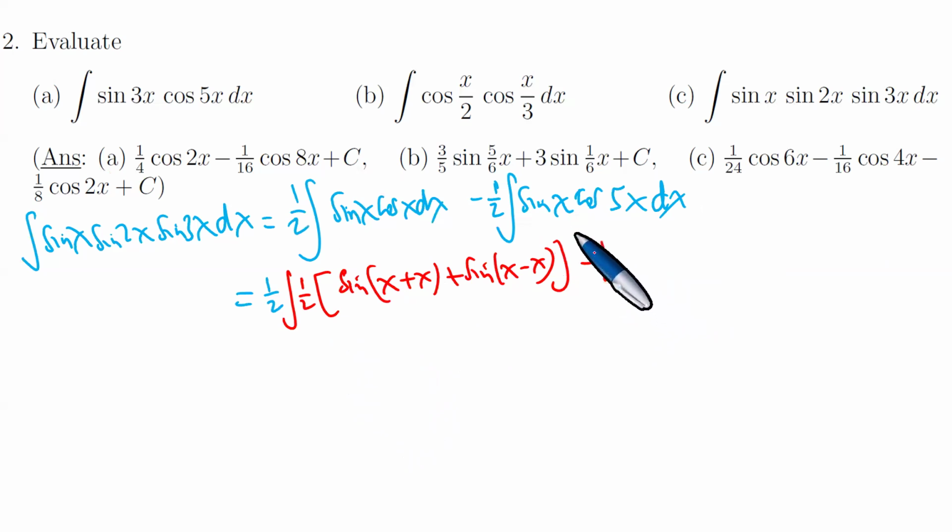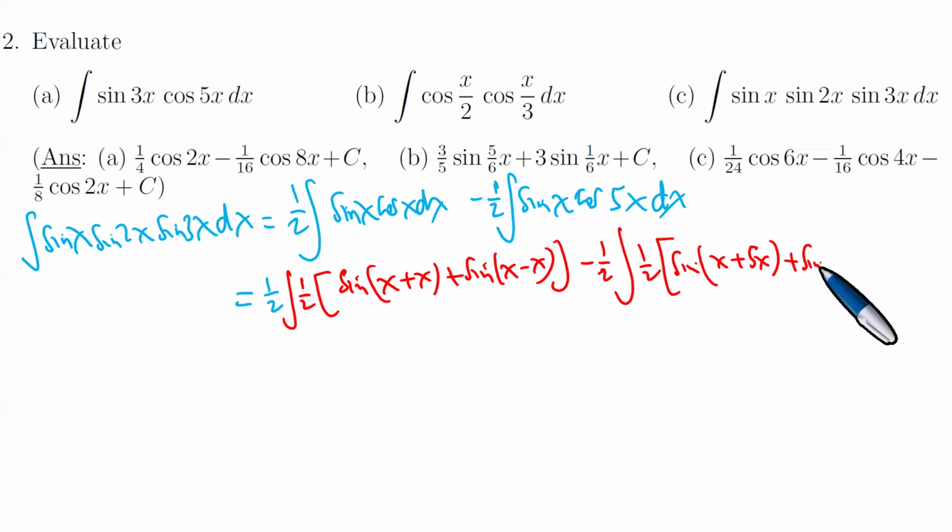And then you also come to this one here. This one is the same as the sine cosine. So what you do is you put 1/2. You write the sine because it becomes sine whenever it's sine cosine, and then you add up the two angles. So it's going to be sine of x plus 5x plus the sine of x minus 5x dx. Okay, so that in the end, even here you put dx.